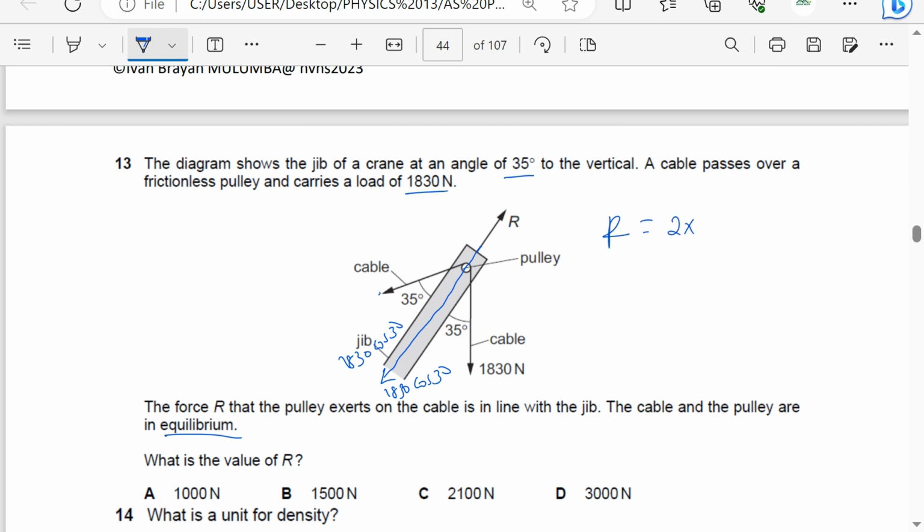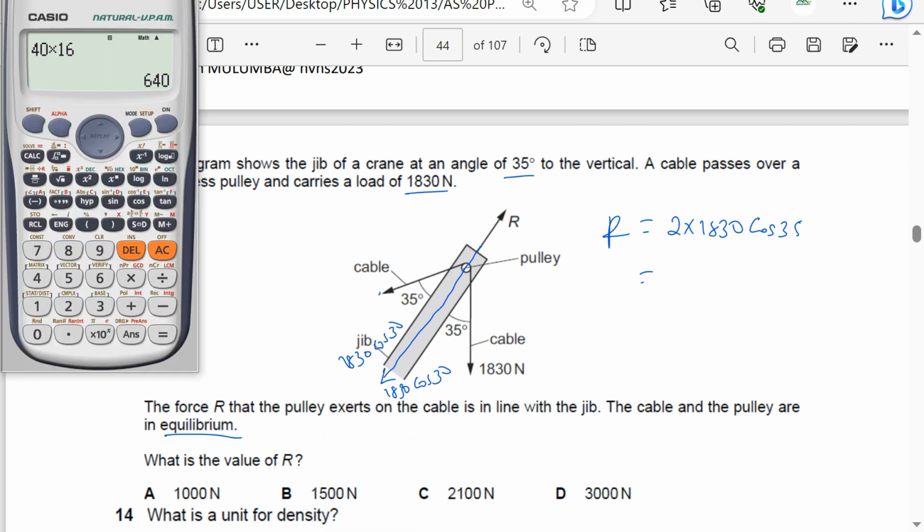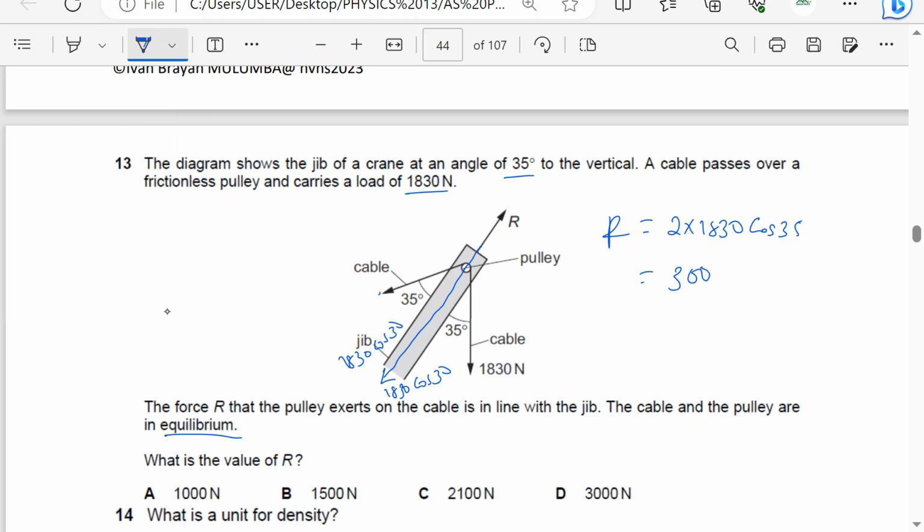So it is 2 times 1830 cos of 35. When I check this with my calculator, 2 times 1830 cos of 35, this is 2998 point something. So that is approximately 3000 newtons. So the answer is going to be D.